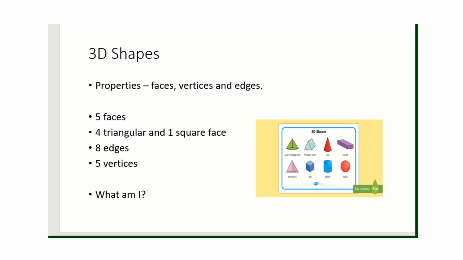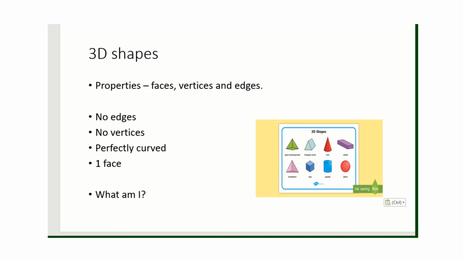Now then, I've given you 2 more what am I's. I'm not going to give you any clues. See if you could work it out. The biggest clue in that one is 4 triangular and 1 square face. And in this one, the perfect clue is perfectly curved with no vertices and no edges. Now I wonder if you could do 2 other little challenges. Could you do a what am I for one of the shapes, just like I've done? And can you create a poster maybe of naming the shapes, putting some of their properties, and putting some objects that are in the house that look like the shape?